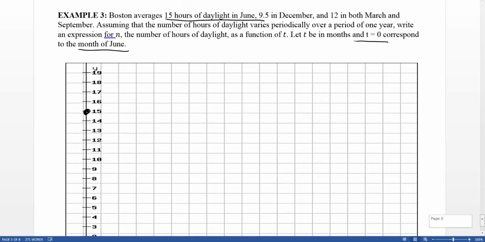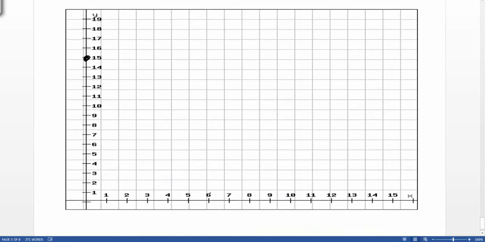In December, I have 9.5 hours of daylight. So December is going to be 6 months after June. So that's going to be t equals 6. So t equals 6 is going to give me 9.5. So I'm going to go to 6. I'm going to go up to roughly 9.5. I think that's going to be about here. I also know that I'm varying periodically throughout the year, which means 12 months later, I'm back in June. I should be back up to 15.